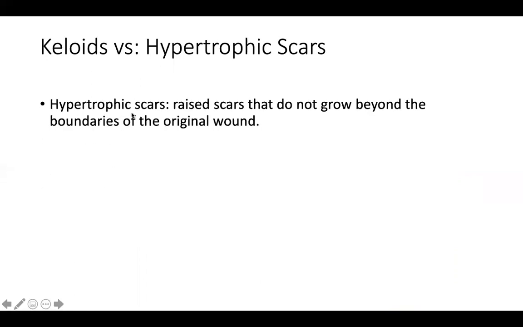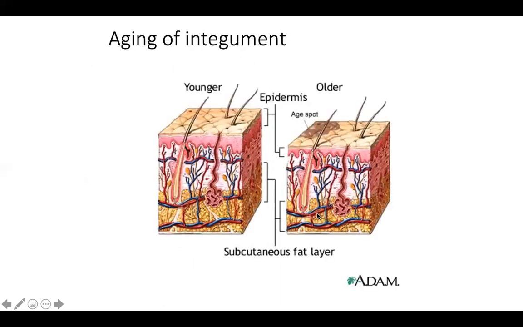A hypertrophic scar is a raised scar, but it's not around the border or boundaries of the original wound. So let's say you had like a straight line laceration. You could have hypertrophic scarring where it's raised, but it wasn't keloid scarring because it follows the line of the laceration.